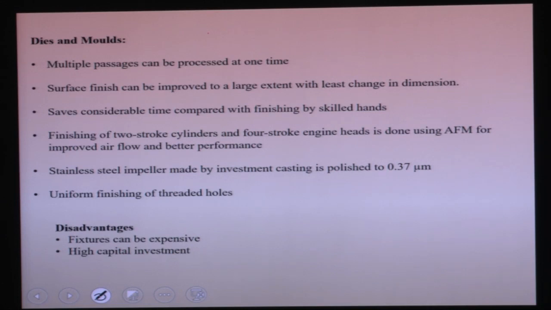Finishing of threaded holes is also possible. Disadvantage: fixtures can be expensive and there is a high capital investment.